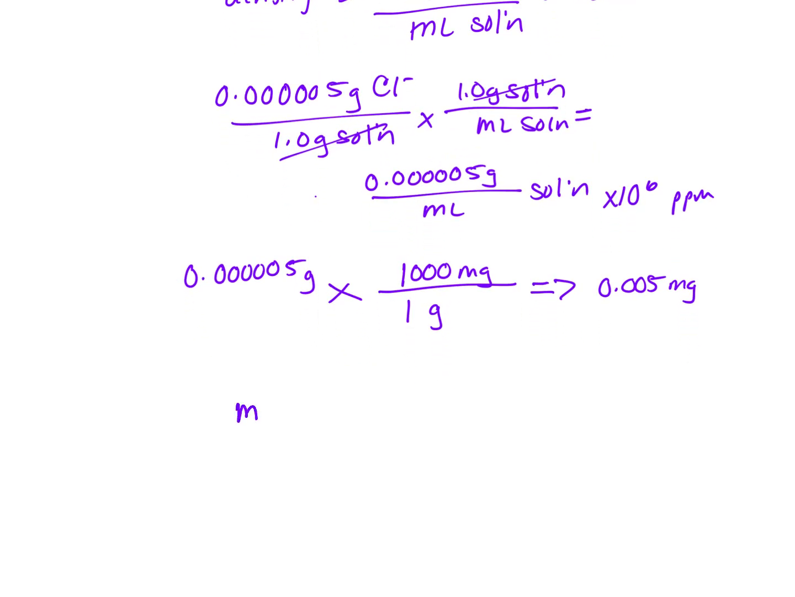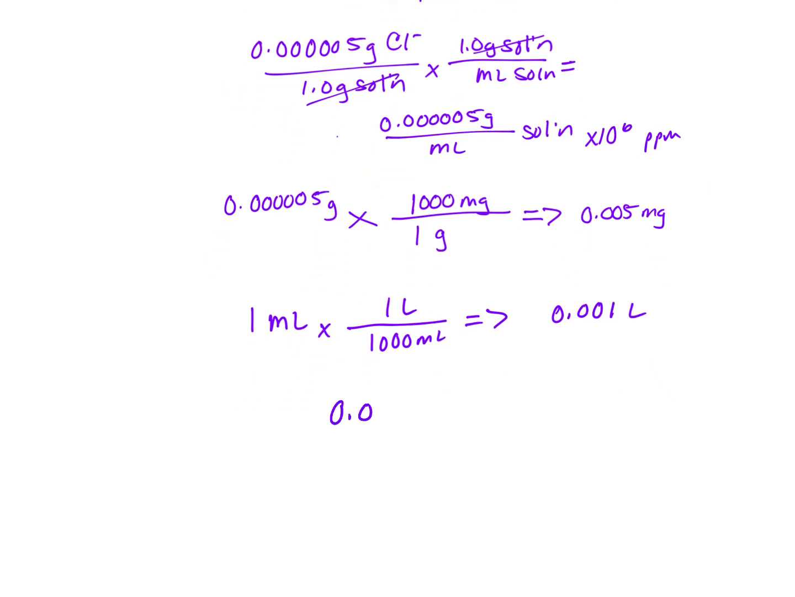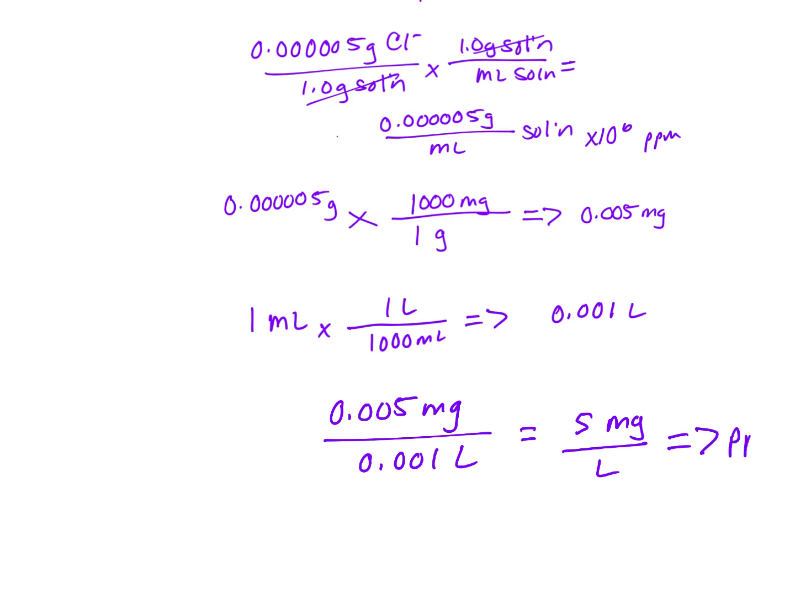And if we take our milliliters, so if we have 1 milliliter and convert that to liters, 1,000 milliliters in 1 liter, we get 0.001 liters. And now, if we divide 0.005 milligrams by 0.001 liters, we'll end up with 5 milligrams per liter for our parts per million.